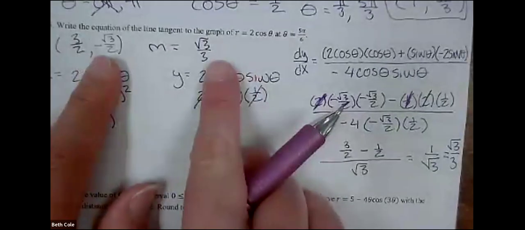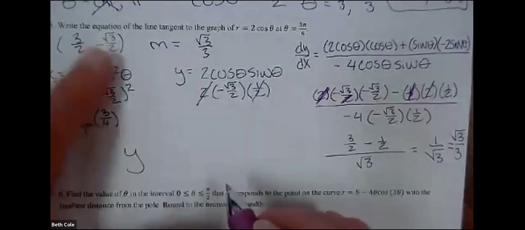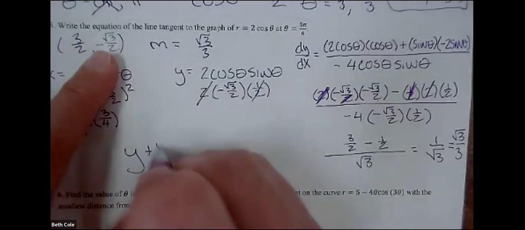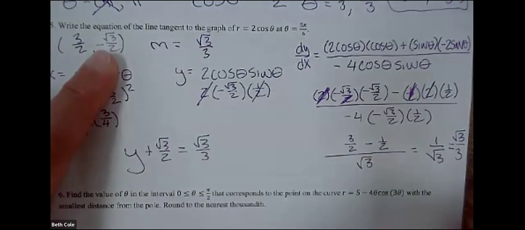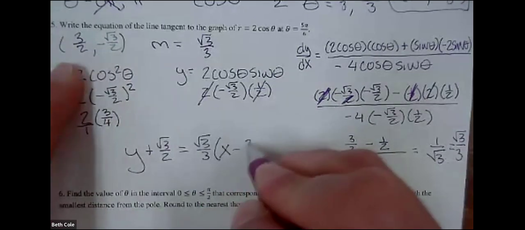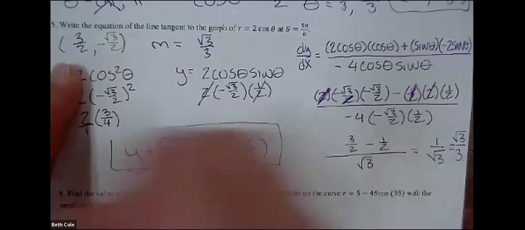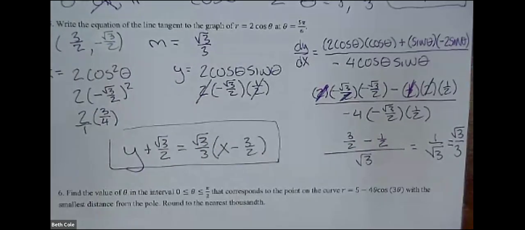Here's your point, here's your slope. Final answer would be y plus square root of 3 over 2 equals square root of 3 over 3, parentheses, x minus 3/2. Good job. Hung in there. Nice. Made it through.